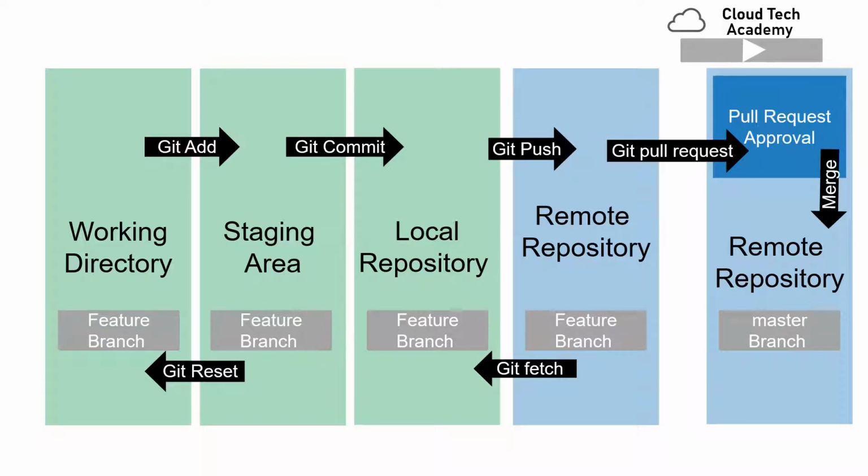As soon as the changes are available in the future branch of remote repository, then we will create a pull request. In order to push our changes to master branch, we will create a pull request from future branch to master branch. After pull request approval, we will merge those changes to the master branch. So all this flow we are going to see in this video.